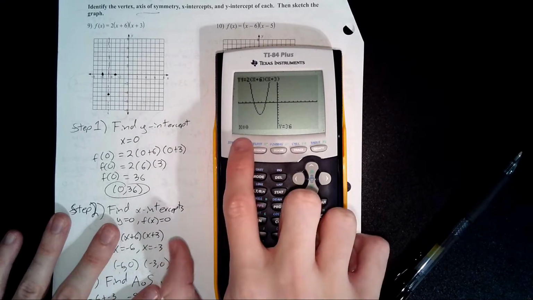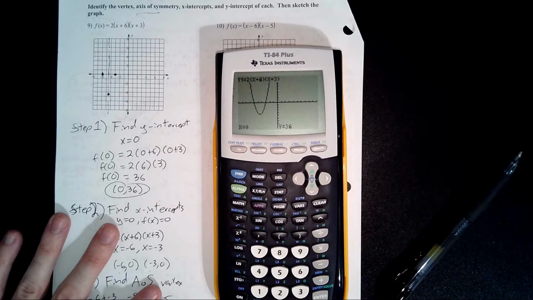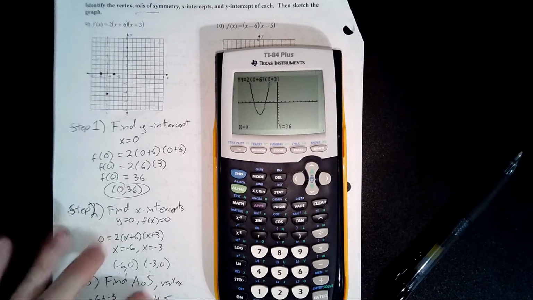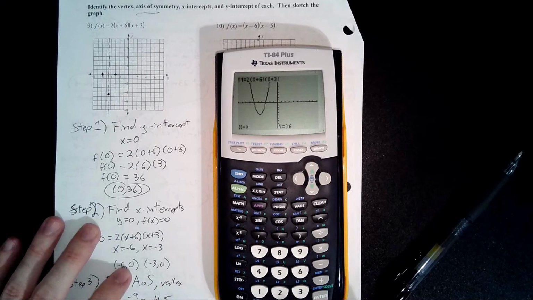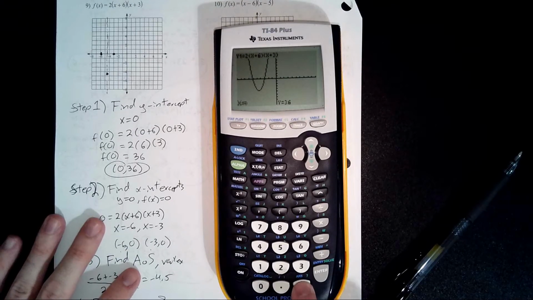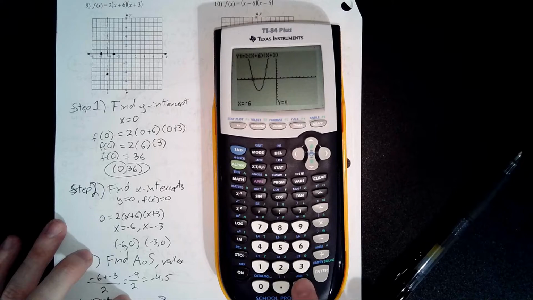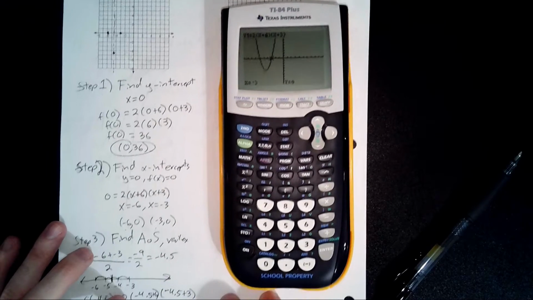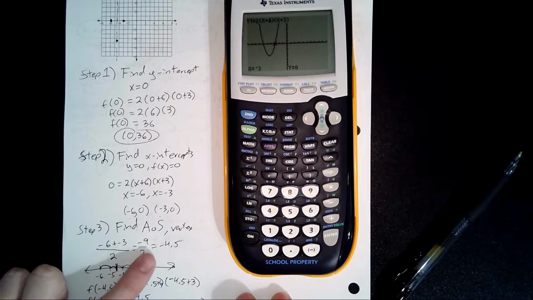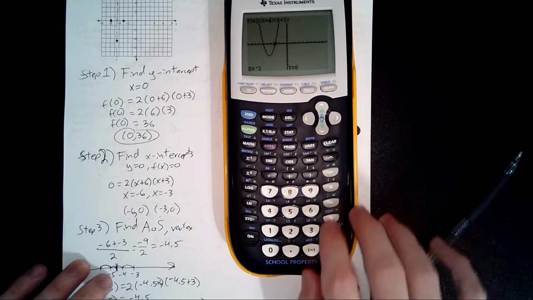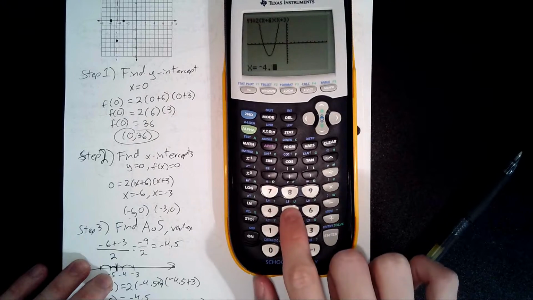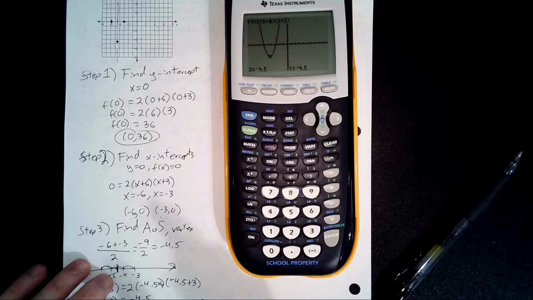And if you notice, it starts off saying 0 and 36. And that's good. We got the y-intercept right. Then we can type in -6 if we want to, using the small negative sign. We type in -6, we get 0. Nice, that's exactly what we wanted. And if we type in -3, we also get 0. Great, so we did that one right as well. And then we said -4.5 is our axis of symmetry, our vertex. So if we type in -4.5, it turns out, yes, it is -4.5 at the bottom there as well.